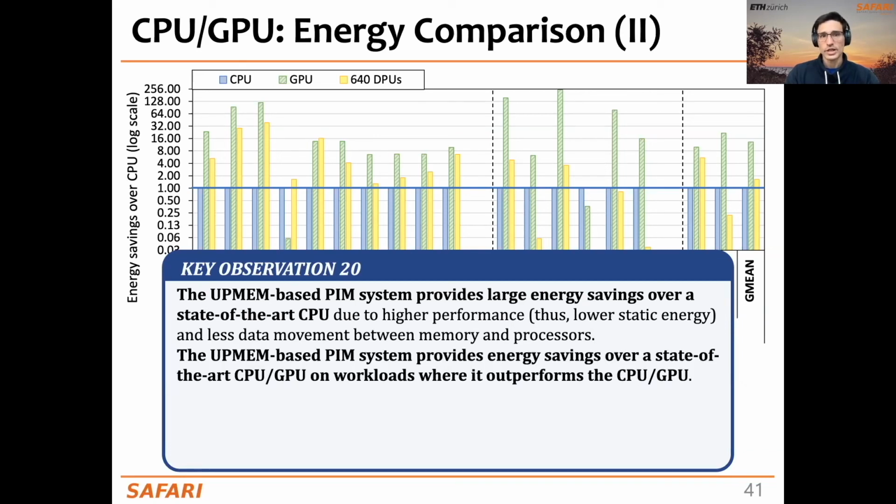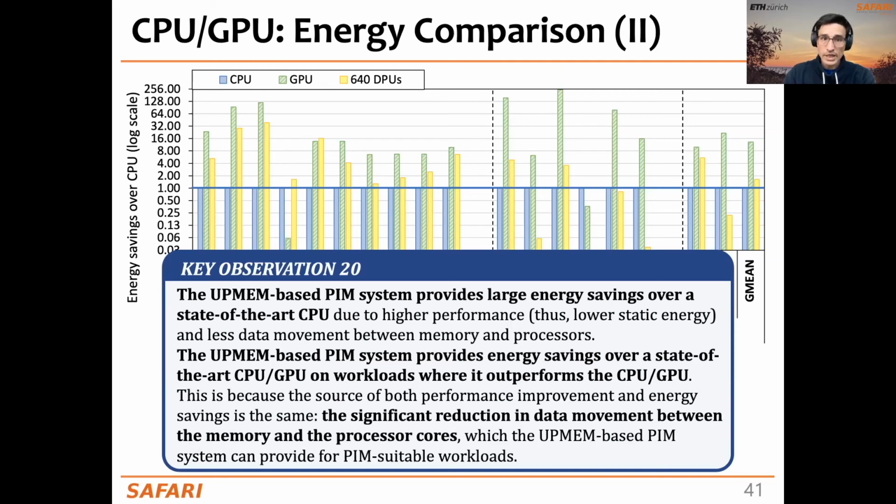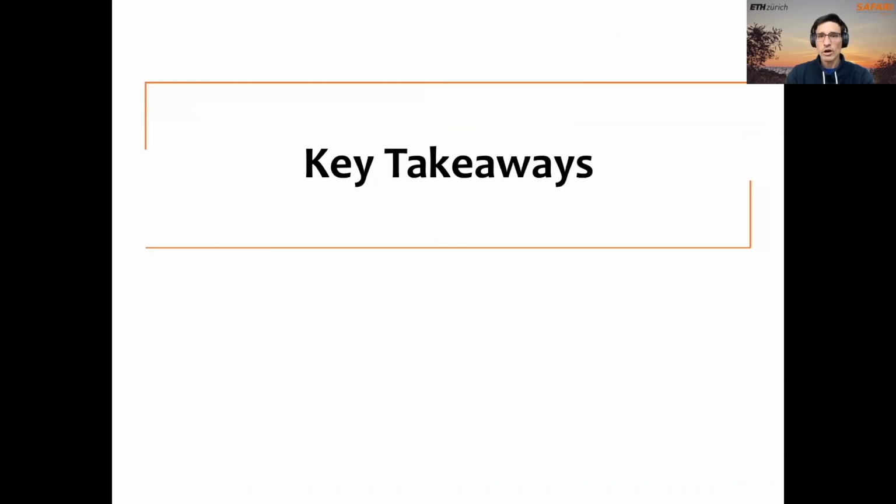The second observation here is that the UPMEM-based PIM system provides energy savings over state-of-the-art CPU and GPU on workloads where it outperforms the CPU or the GPU. And this is because the source of both performance improvement and energy savings is the same: the significant reduction in data movement between the memory and the processor cores, which the UPMEM-based PIM system can provide for PIM-suitable workloads. In order to finish this lecture, let me give you some key takeaways of our analysis.